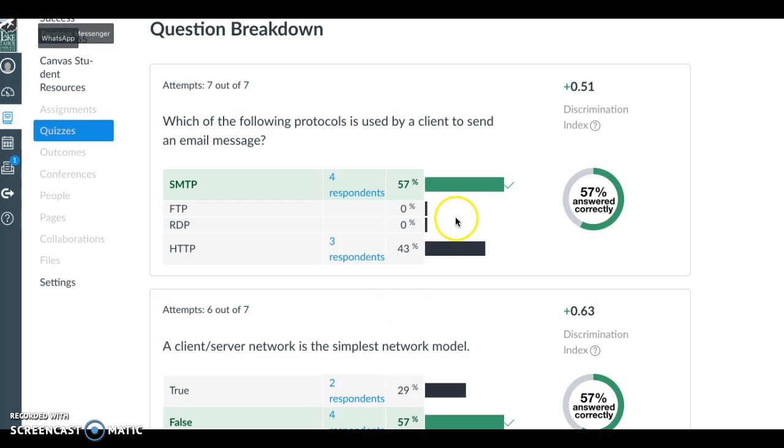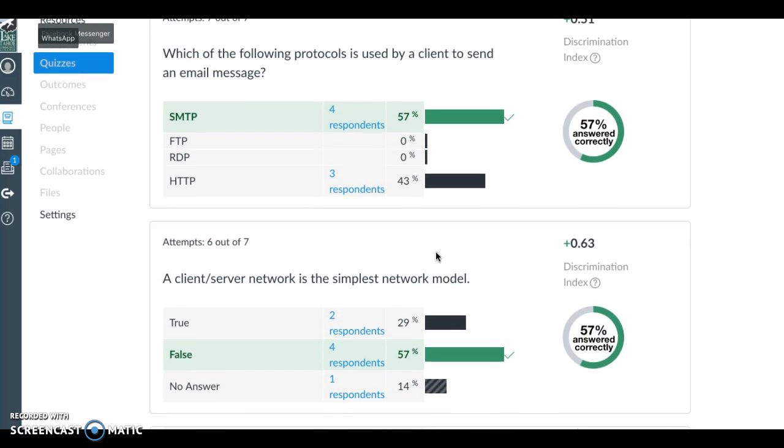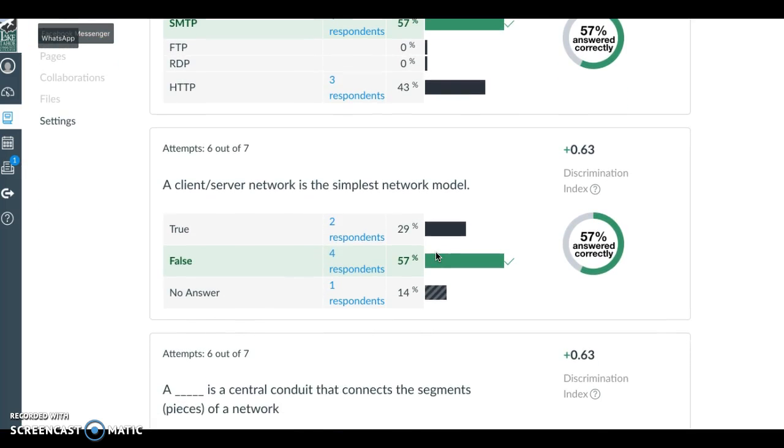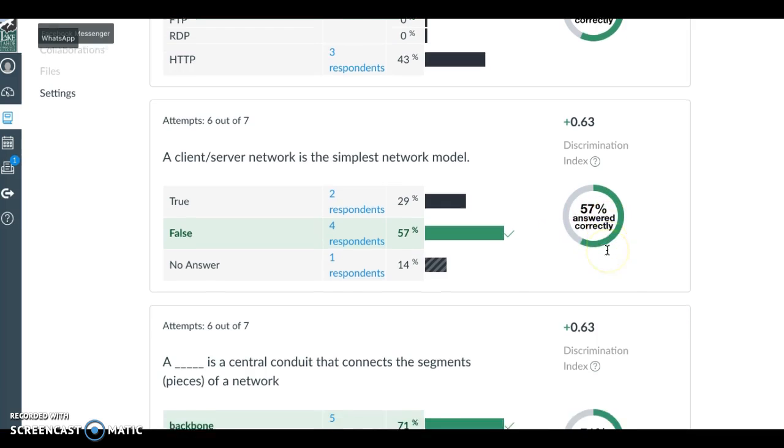But the first one here is, which of the following protocols is used by a client to send an email message? Well, that's SMTP, and many of you put HTTP, but that's for web browsers. I did this better the first time, sorry. The second question is, a client-server network is the simplest network model. Well, peer-to-peer is the simplest network model, so this would be a false statement. These no answers are going to come up, and I've never had anybody do this before, but it is what it is. So 57% of you got it right.